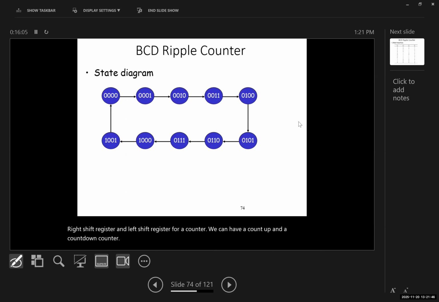Now, we learned a binary ripple counter. We can use a ripple counter to create a BCD ripple counter as well.